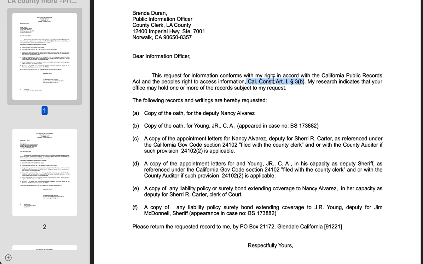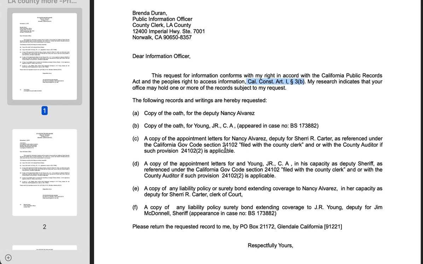My research indicates that your office may hold one or more of the records subject to this request. The following records and writings are hereby requested. Something simple as that, and then list it out. Copy of an oath of office. Copy of the oath of this person. Copy of the appointment letters for Nancy Alvarez, deputy, for Sherry whoever, which is the clerk, as referenced under California Code section, etc.